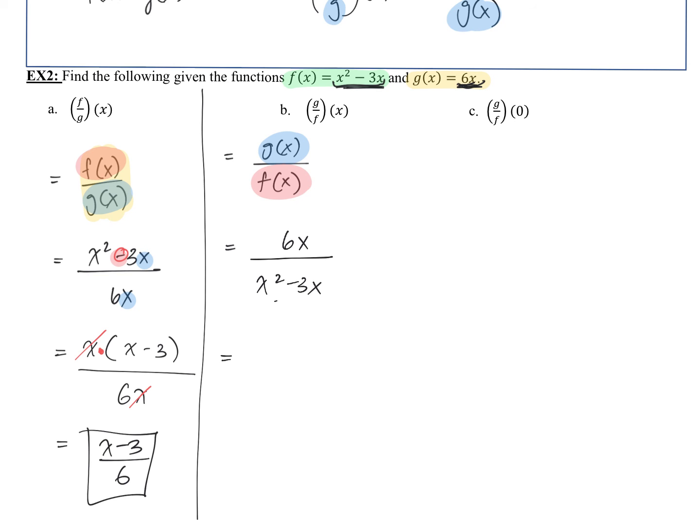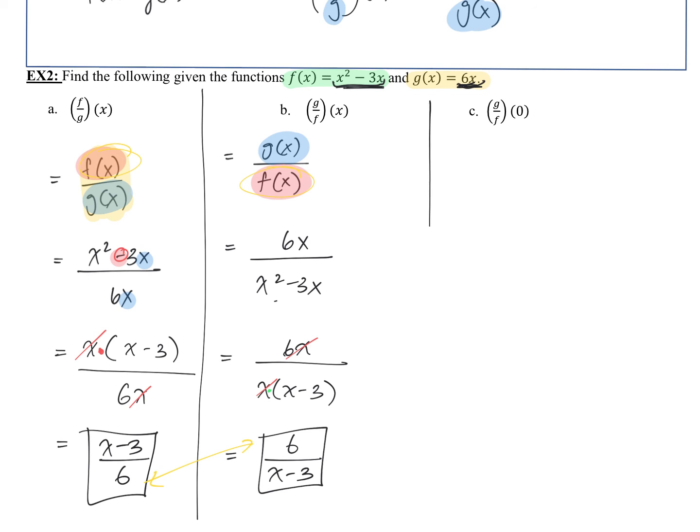We want to cancel out those x's, but once again, we need to factor before we can cancel. So we'll factor out the bottom, and we get x times x minus 3. And once again, we can simplify out those x's because we have that multiplication going on. Once again, you need to factor before you can cancel. Really, really important. And then we're left with 6 divided by x minus 3. Notice these two are very different answers, which is why you need to be careful about which one is on the top and which one's on the bottom.